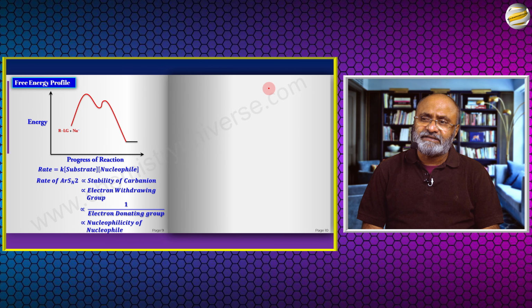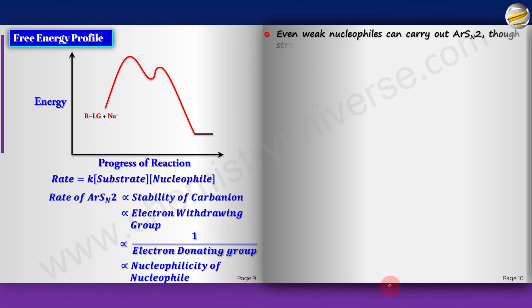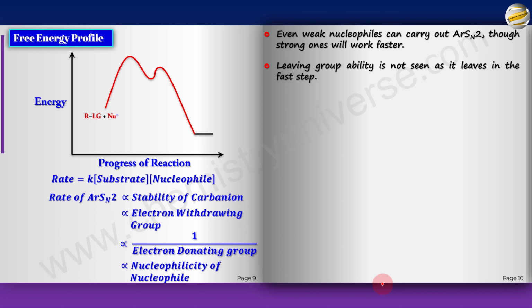Even though the nucleophilicity is important, because after all it is the nucleophile which is attacking in the RDS, sometimes even a weak nucleophile can do the job. Of course, not as fast as a strong nucleophile can. And the reason the weak one can do it is because the negative charge is being stabilized by electron withdrawing groups at ortho and para. So even a weak nucleophile to some extent can do the job. So even a weak nucleophile can carry out SNAr, though a strong one will work faster. And as you can see, the leaving group ability will not be seen as it leaves in the fast step.